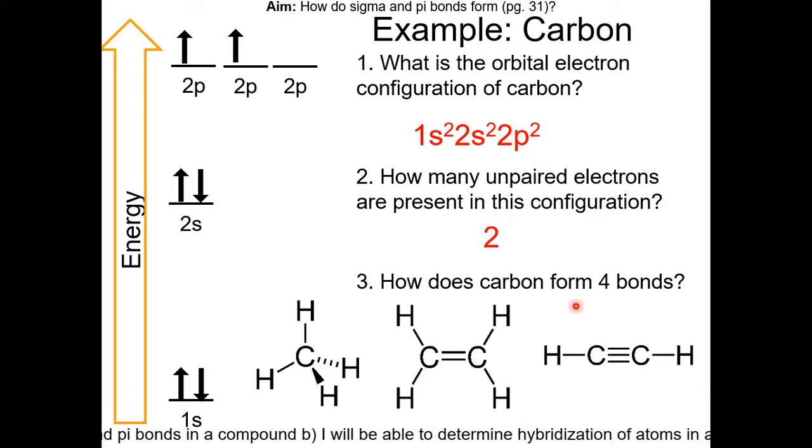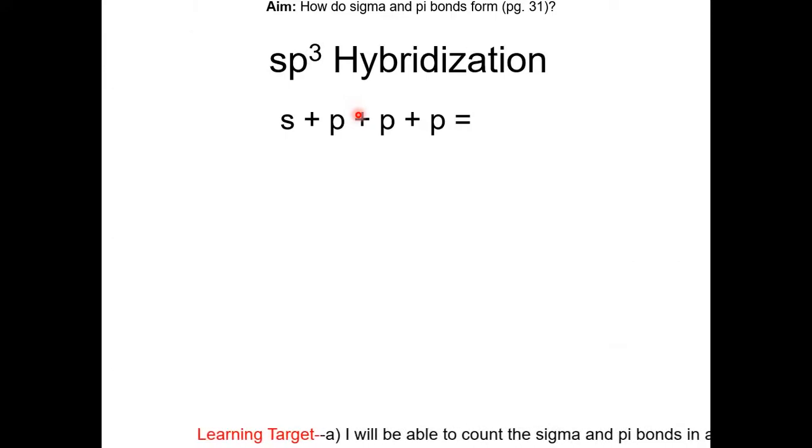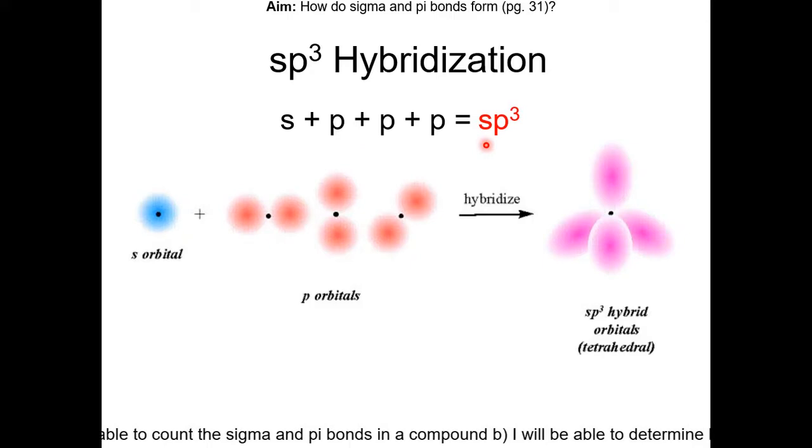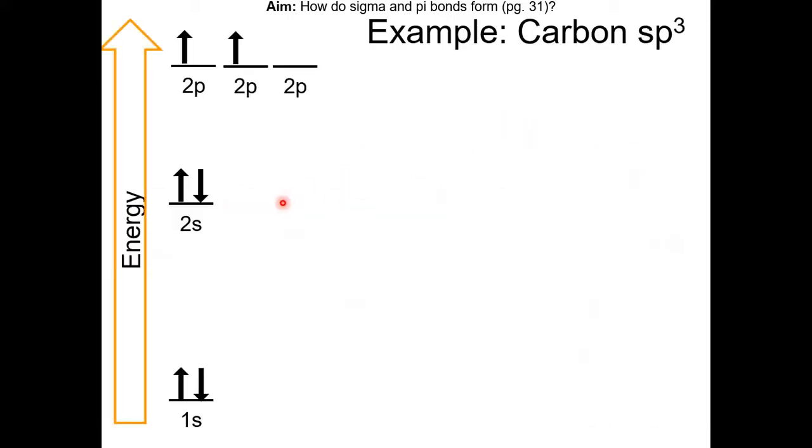We are going to look at 3 scenarios involving carbon. The first scenario involves only single bonds, the second scenario involves a double bond, and the third scenario involves a triple bond. The first scenario we're going to look at is sp3 hybridization. It is when one s orbital and 3 p orbitals hybridize to form sp3 hybrid orbitals. So in a carbon atom, we're going to hybridize the orbitals in the 2s and 2p.